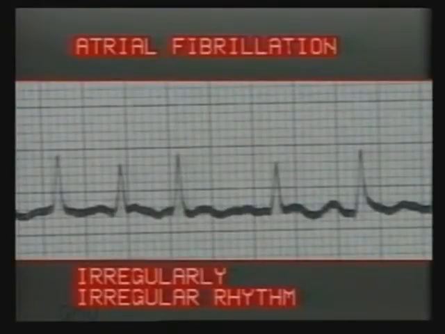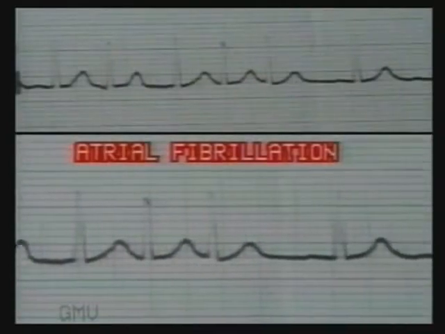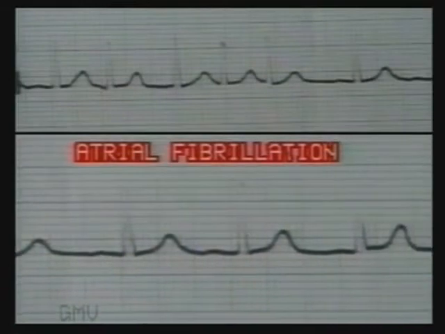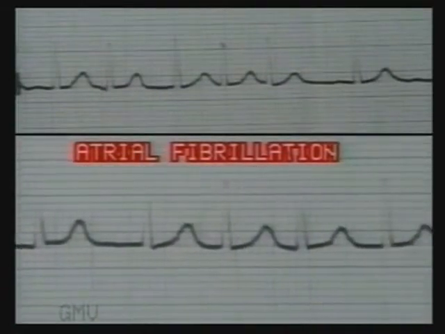Atrial fibrillation. In this ECG, the QRS complexes are seen at irregular intervals. There are no P waves preceding the QRS complexes, and the baseline is finely irregular as if vibrating. This is atrial fibrillation. Note the finely irregular baseline and irregularly occurring QRS complexes. This ECG shows irregular rhythm. Fibrillation waves are not seen, but a very notable feature is the absence of P waves.